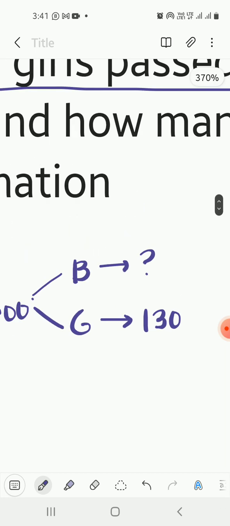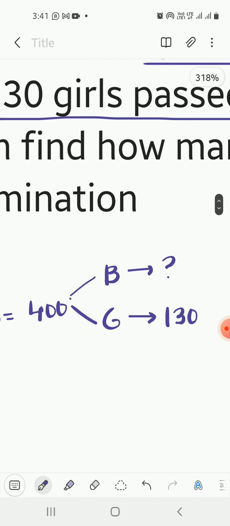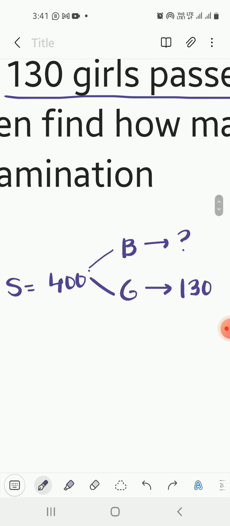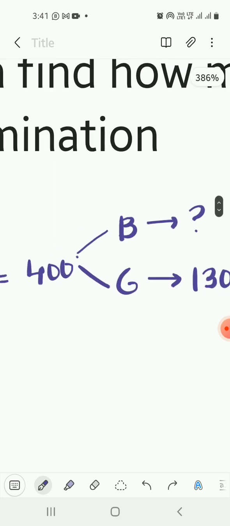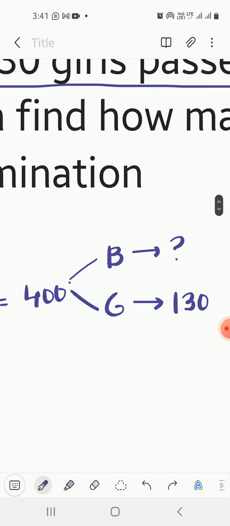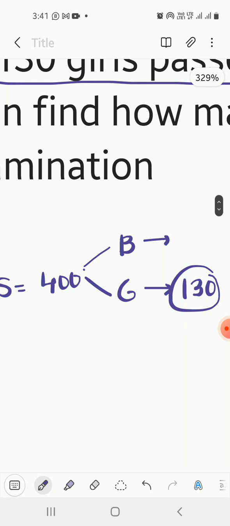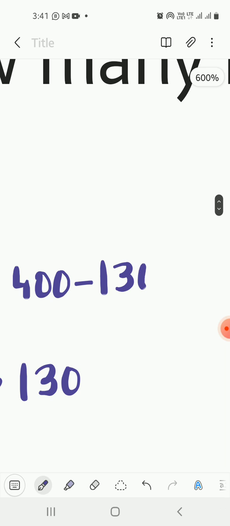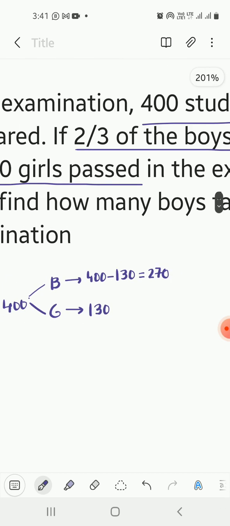So the first step will be to find out the number of boys. I know the total number of students, that is 400. I also know the total number of girls. So the remaining is the total number of boys. So to find out the total number of boys, we are going to deduct the number of girls from the total students. So 400 minus 130, which comes to 270. So I have now got the total number of boys.